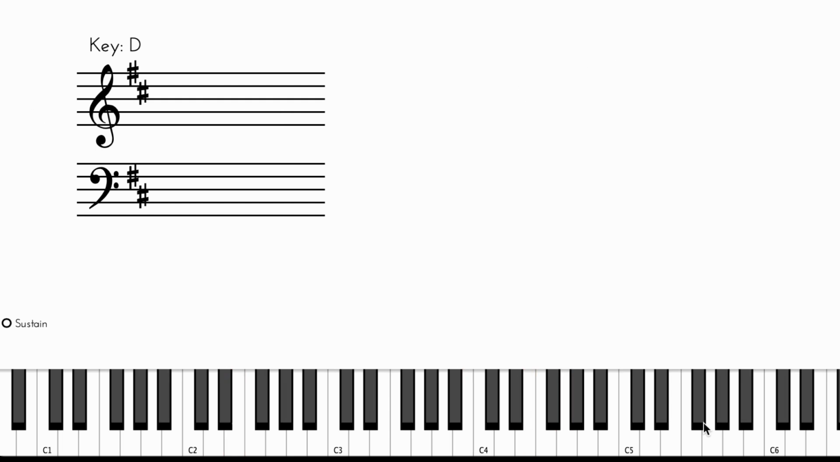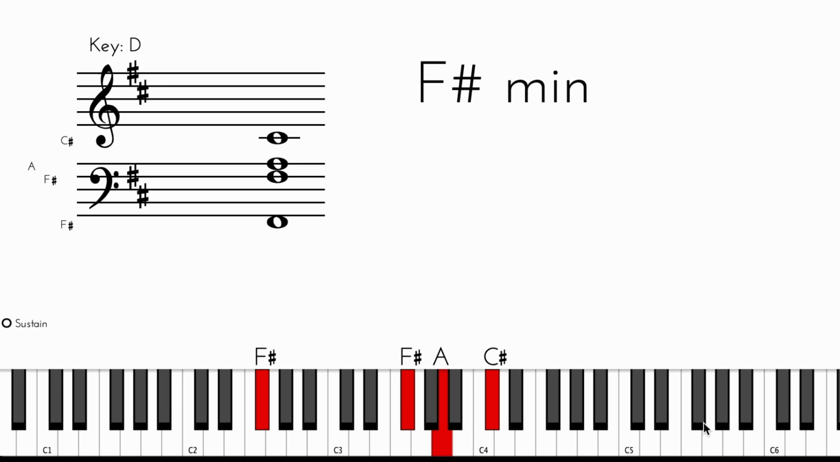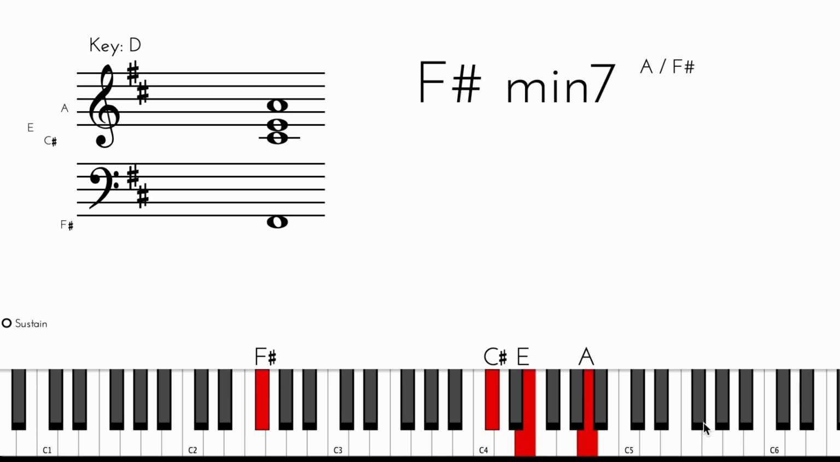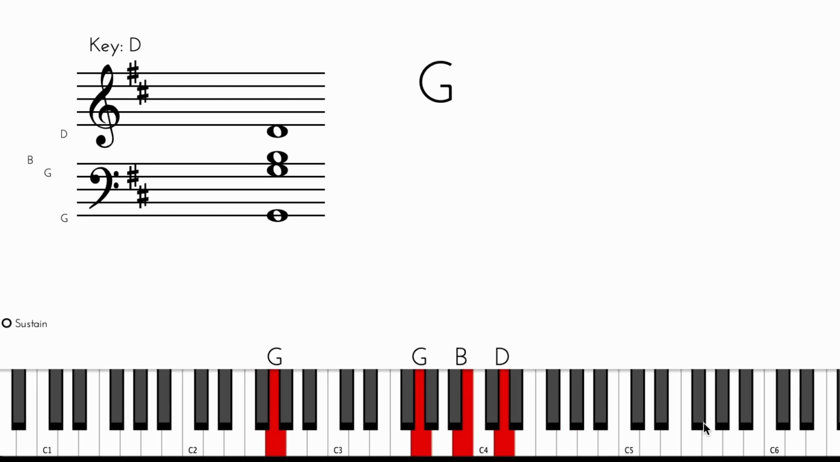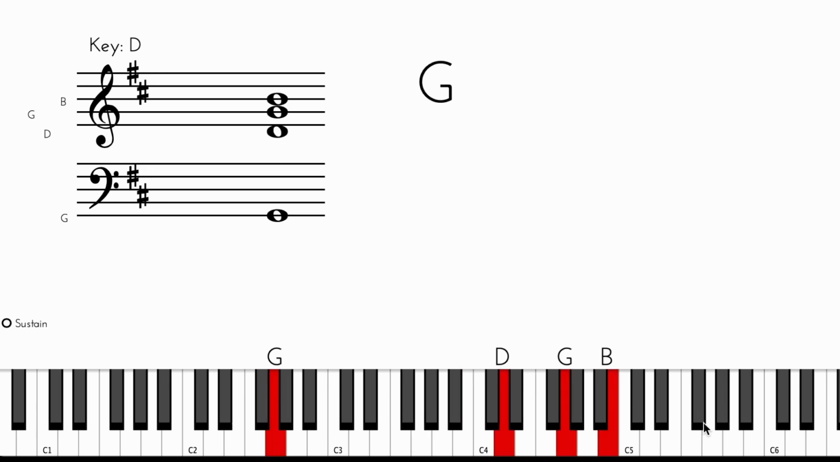Okay, let's move on to 3. Root chord. First inversion. Second inversion. Root chord. We're still in the key of D. We're on 4. This is your note. And then your first inversion. And then your second inversion.